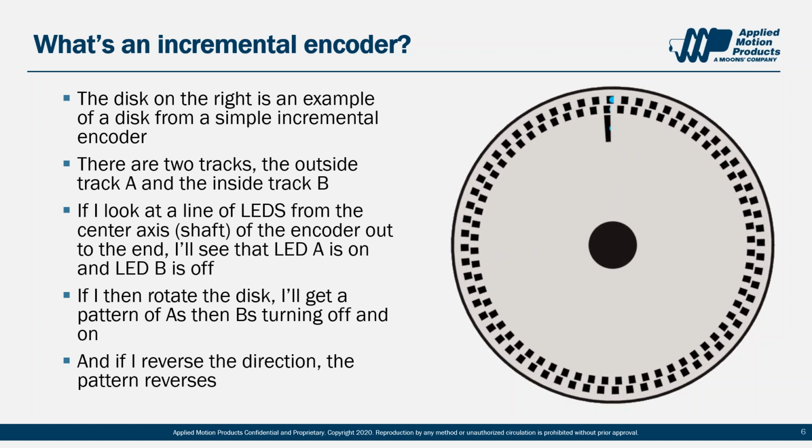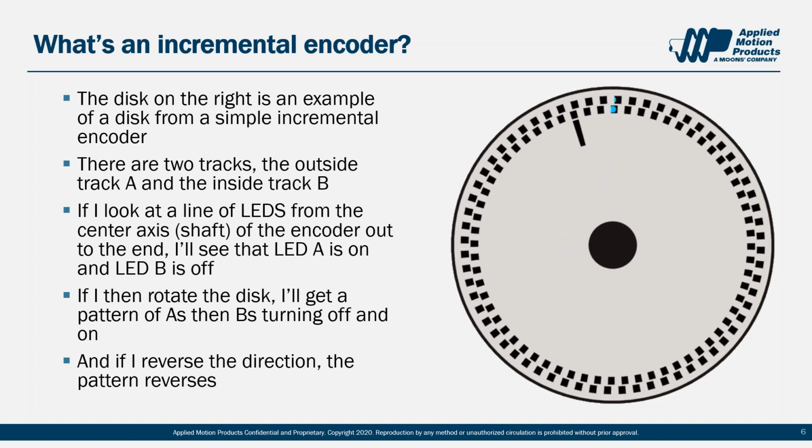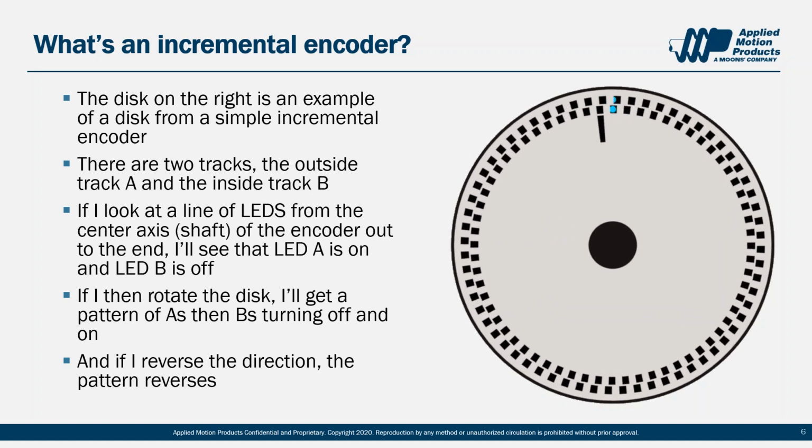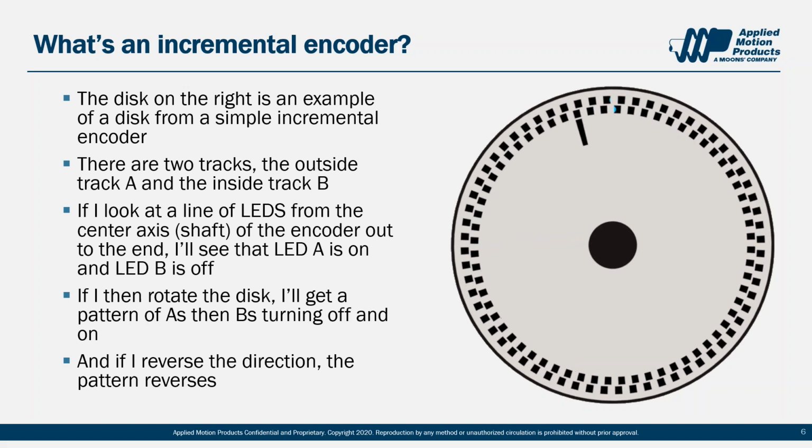The exception here is the index pulse. Because there's only 1 index pulse per revolution, we know that if we see the index pulse, we're in a known position in 360 degrees. So let's take that concept a step further with an absolute encoder disk.